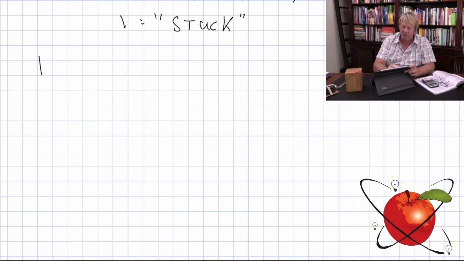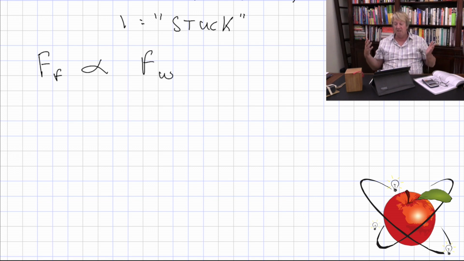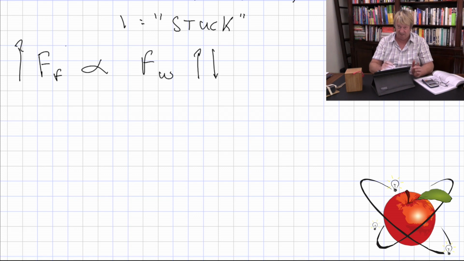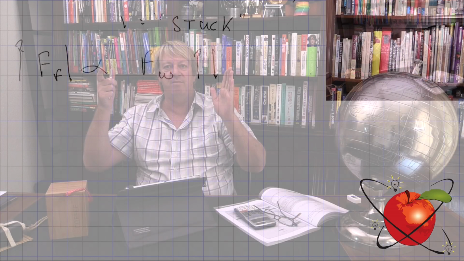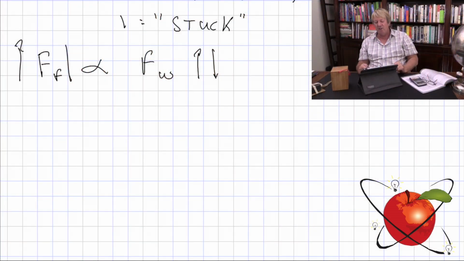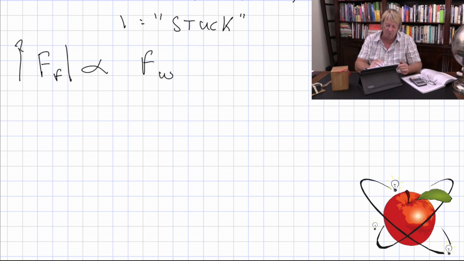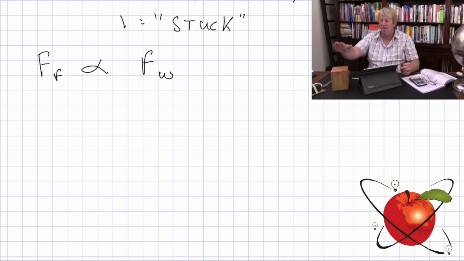So we can say frictional force is proportional to Fw. What does it mean? Directly proportional means if that goes up, that goes up. If that goes down, then that goes down. That's essentially what directly proportional means. The one goes up, the other goes up. If the one goes down, the other goes down. Inversely, one goes up, the other goes down. One goes down, the other goes up. So let's have a look at these two. We're saying they're directly proportional. The heavier, the more the friction against me.